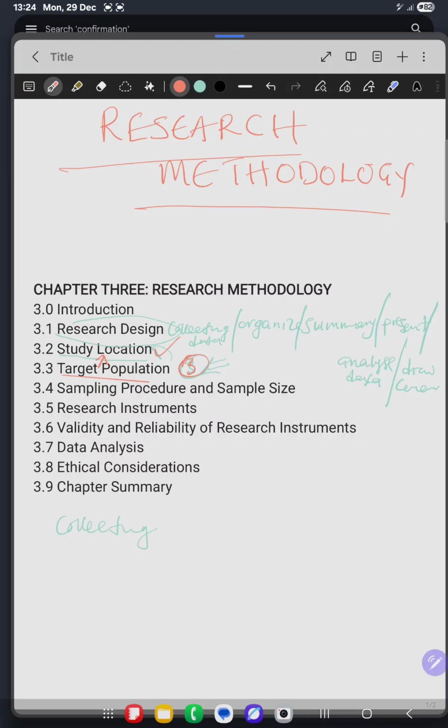Now, I'll start by defining what a sample is. So what is a sample? A sample, in this case, is defined as a representative of a whole. A representative of a whole.